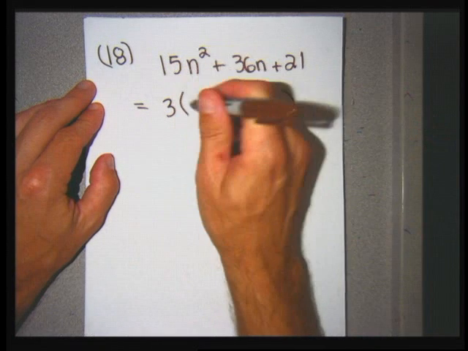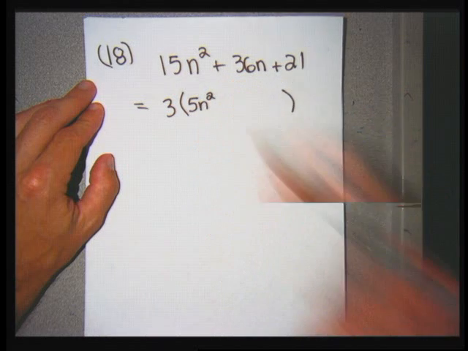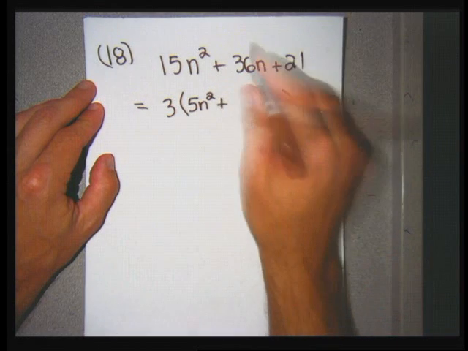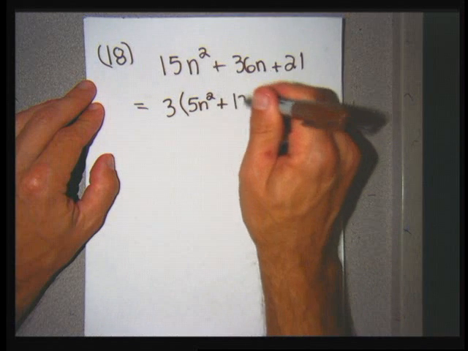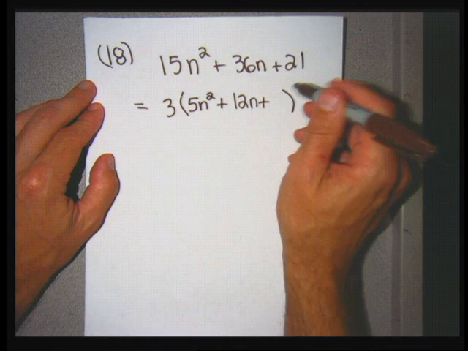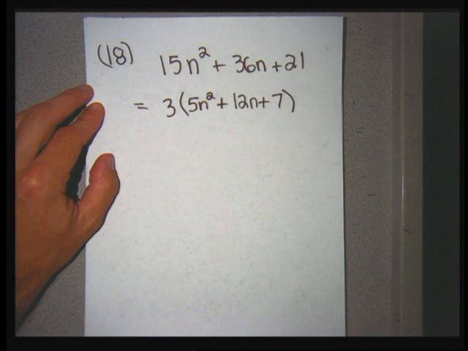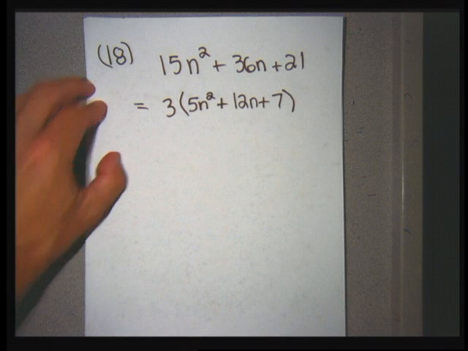So 15 divided by 3 is 5. I'm not going to take the n squared away. I'm going to leave it. I'm going to bring down my plus sign. 36 divided by 3 is 12. I'm going to bring down my n. Then I'm going to bring down my plus sign. 21 divided by 3 is 7. So I get 3 times 5n squared plus 12n plus 7.